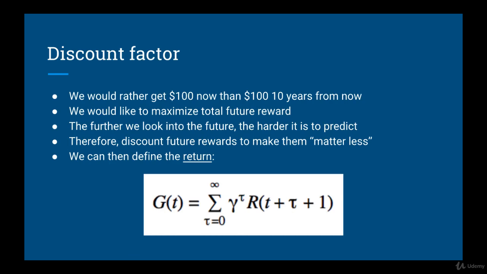Next we have the discount factor. The point of the discount factor is intuitive. We would rather get $100 now, rather than be promised $100 10 years from now. While we would like to maximize the total future reward, the farther and farther we look into the future, the harder it is to predict. There are a lot of things that can happen between now and 10 years from now. So maybe we should discount future rewards based on how far into the future it is. We call the discount factor or discount rate gamma. From this we can define the return. At every step of its existence, the agent tries to maximize its expected return.